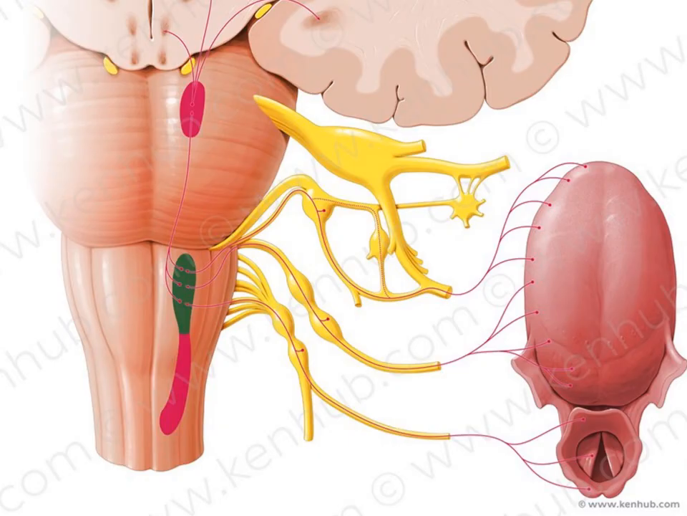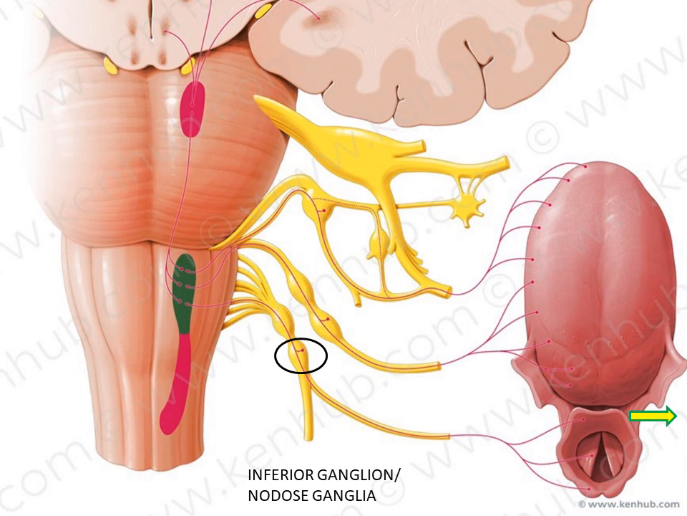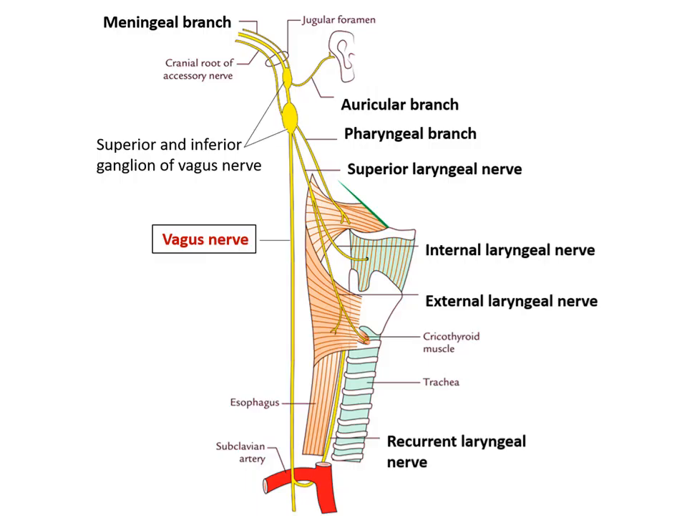Now, the taste sensations. We have, in green and red, the nucleus of tractus solitarius. The green is the rostral part while the red is the caudal part. Actually, the vagus comes out from the caudal part. Here is the epiglottis associated with the root of the tongue, and the fibers of taste sensation come out through these two portions and come to the inferior ganglion, or nodose ganglion, and go to the tractus solitarius nucleus.